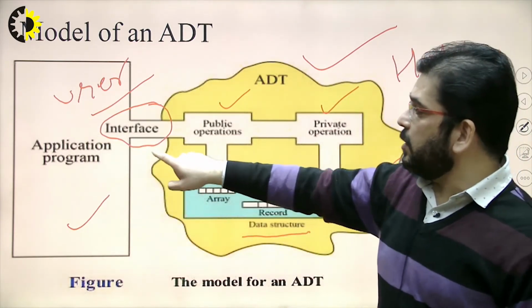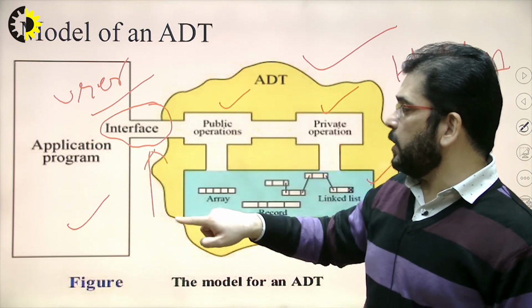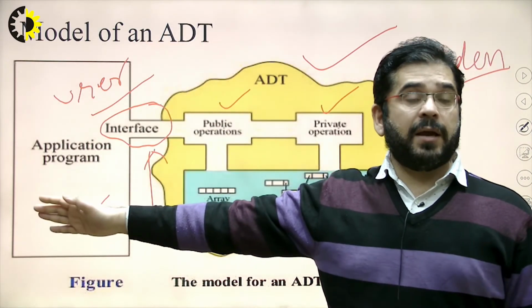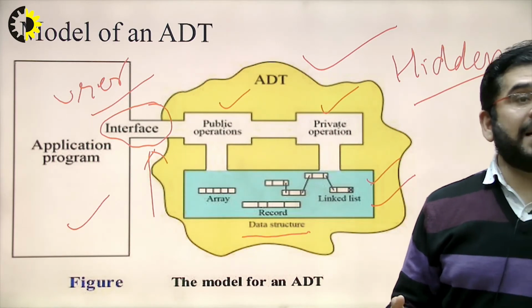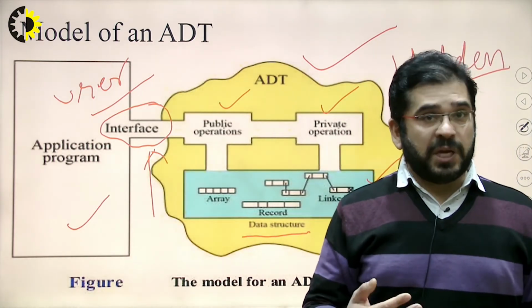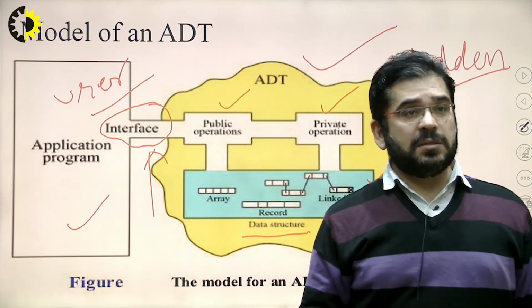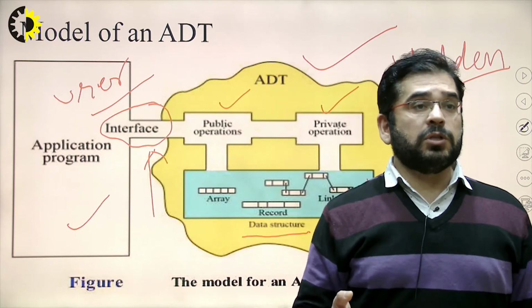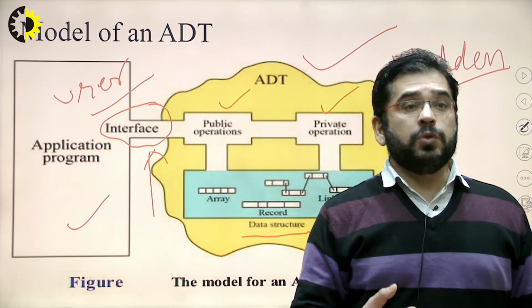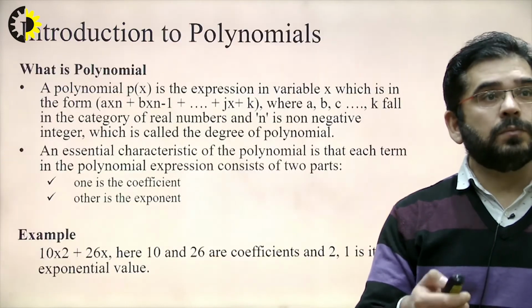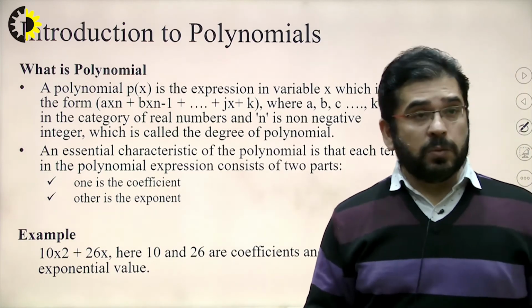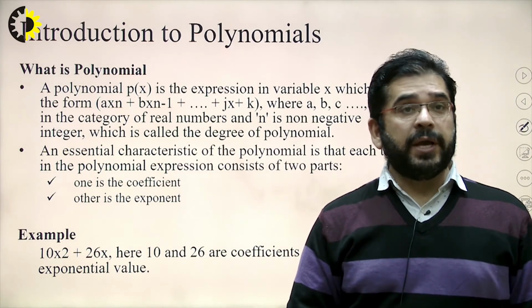There is just an interface which connects the right hand side of the diagram with the left hand side of the diagram. So this interface is called the abstraction mechanism. Abstraction means hiding unnecessary details from the user so that the user can simply use the user interface of the program and can use it.